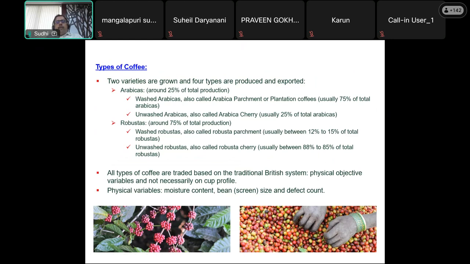All the types of coffees are traded based on the traditional British system, which uses physical objective variables and not necessarily the cup profile. So in Robusta, most of the coffee is not traded on a cup basis; it is mostly on the physical part. Physical variables are mostly the moisture content, screen size, and the defect count.